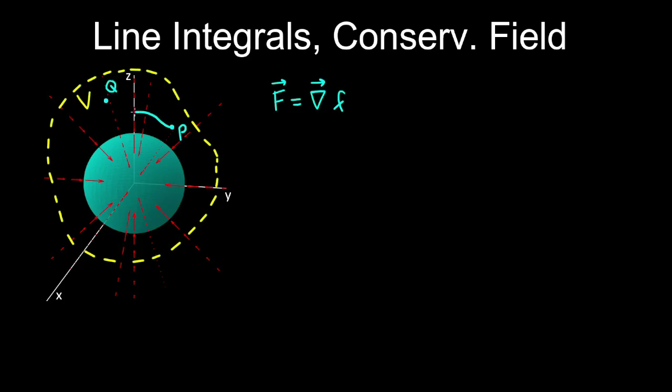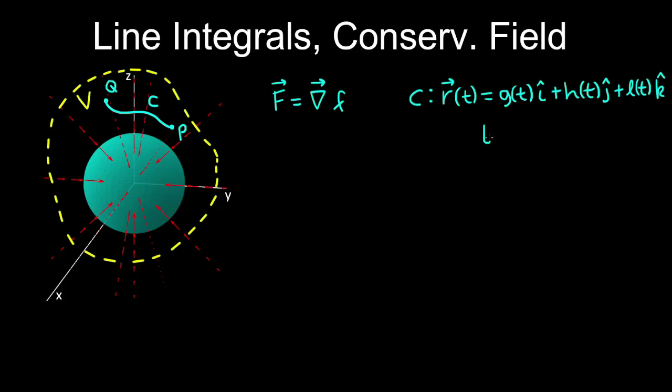The curve looks something like this, being an arbitrary curve, and this smooth, or piecewise smooth, curve is parametrized using r of t, being a function of t in the i direction, another function of t in the j direction, and another function of t in the k direction, where t is between a and b. This gives the direction of parametrization.